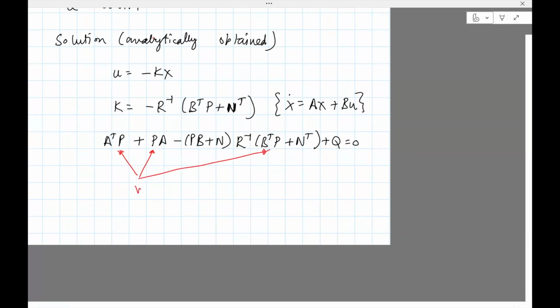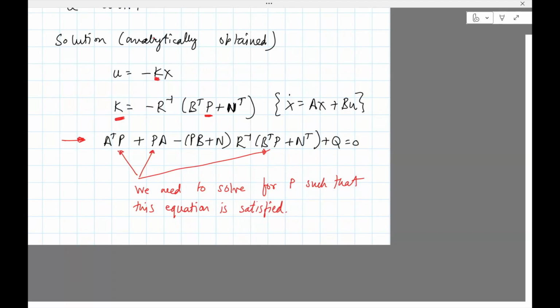So we need to solve for P such that this equation is satisfied. In other words, what it says is that in order for the system to have a minimum, you need to solve for P in this equation. That's a constraint equation which comes out from the optimization. Once you solve for P, it's as simple as plugging it here to get K, and that K sits in your control term. So the hard part is how do you solve this?